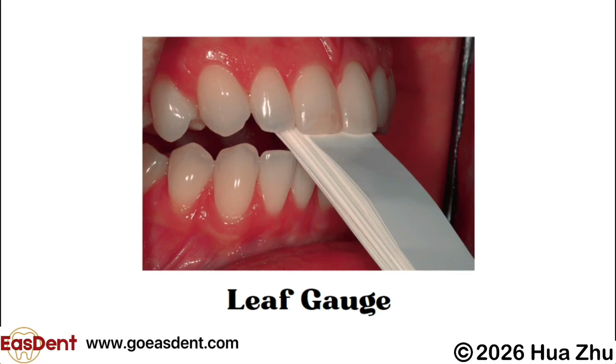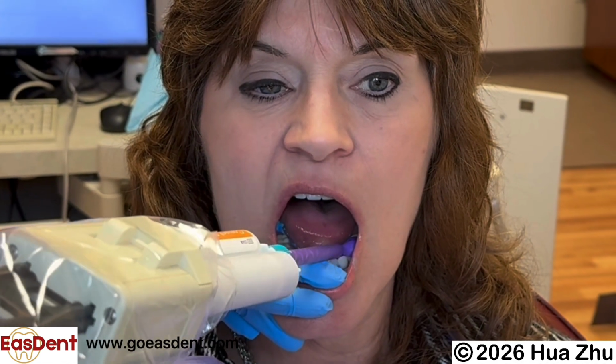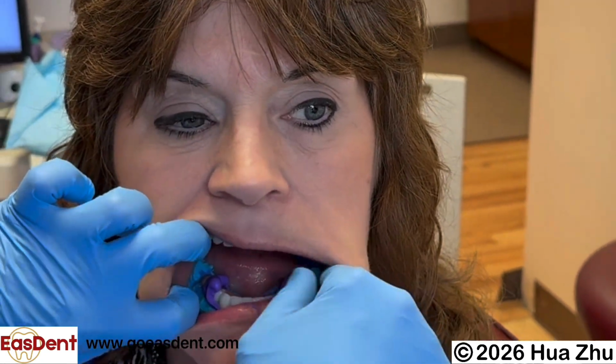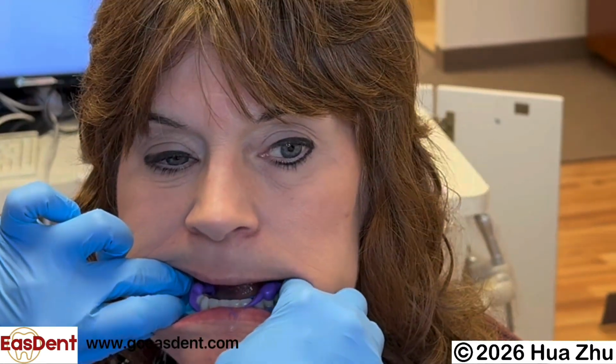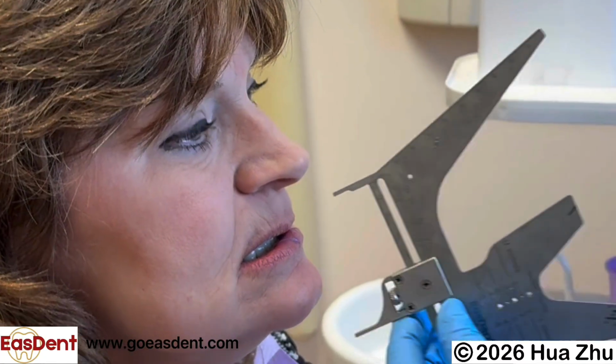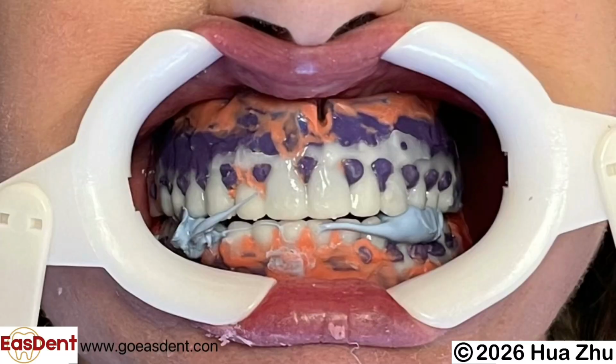If you need to open the bite, you can use the leaf gauge in between the arches to achieve a specific amount of VDO opening. You can also load bite registration material on the occlusal surface and guide the patient to bite down in centric relation to the desired VDO as guided by the tongue blade or Easdent measure. Be careful not to load too much material and cover the buccal side of the teeth, or you may not be able to get a good scan of the bite relationship.